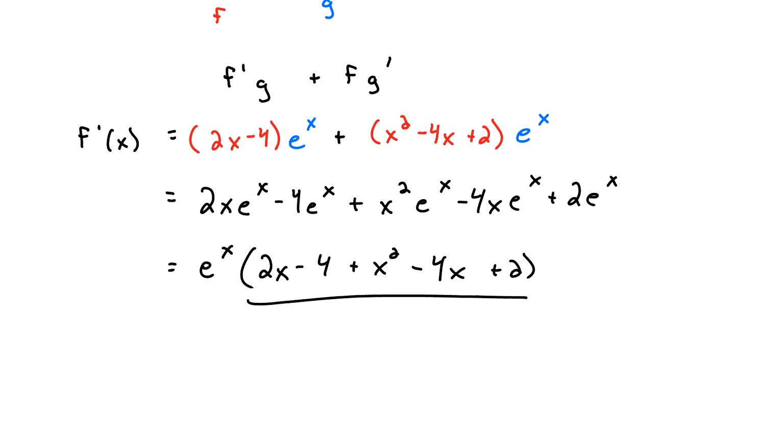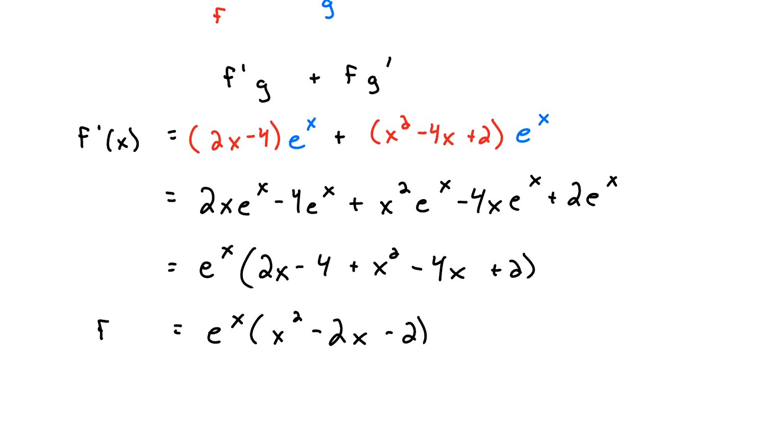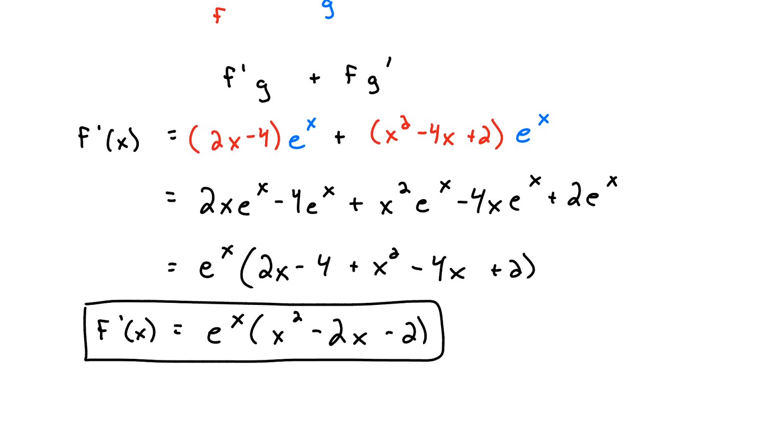inside of those parentheses. That would give me e to the x times x squared. Let's see, 2x minus 4, that would be minus 2x, and then negative 4 plus 2, that would be minus 2. So this is my derivative f prime of x. So there is the first part of my answer.